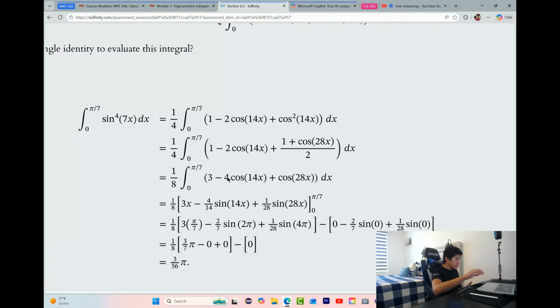Right. Let's go back up. So we had 1 minus 2 cosine of 8x plus one half times 1 plus cosine of 16x, the double, right? And we had one fourth outside of the integral. We took out the one half and we got 1/8. And now we have 1 minus 2 cosine of 8x plus 1 cosine 16x. But why is there a 3 there?